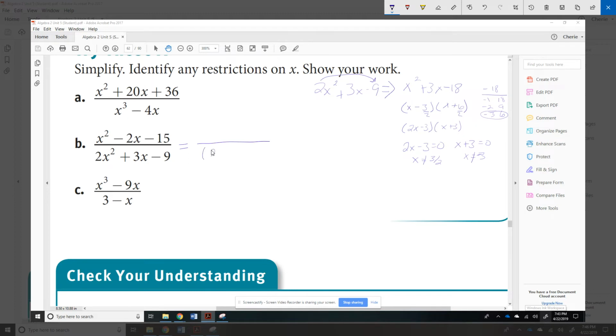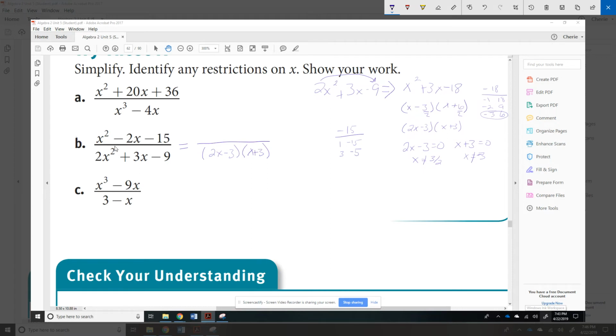Now back over here, we're just going to leave this in its factored form. It could be that one of these will factor out with the numerator. The numerator is not a hard one to factor. We just need factors of negative 15, numbers that multiply together, because we didn't have a number in front. Numbers that multiply together to give us negative 15 are 1 and negative 15, 3 and negative 5.